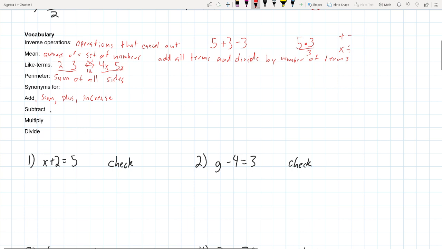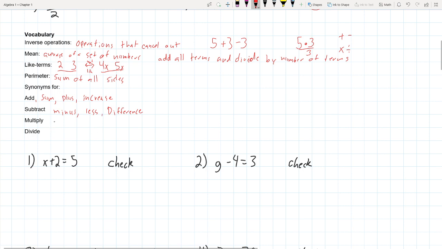For subtraction, we might see things like subtract. In opposition to plus, minus. You might see the word less. Difference, you'll actually see quite a bit. And those are the more common ones.